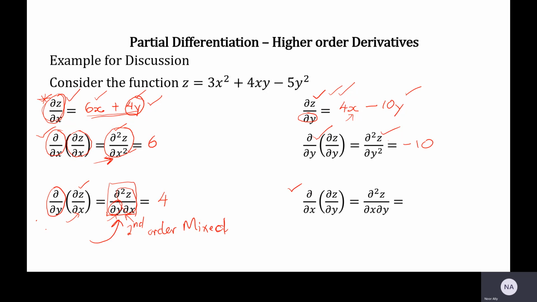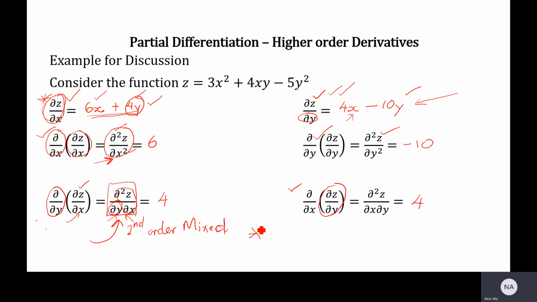Now go to the mixed order partial derivatives. Look at partial dz dy, which you've calculated. There it is. Now differentiate that with respect to x. The derivative of 4x with respect to x is 4. The derivative of 10y with respect to x is 0. Therefore, your answer is 4. And that is the procedure that you could use to find second order partial derivatives.